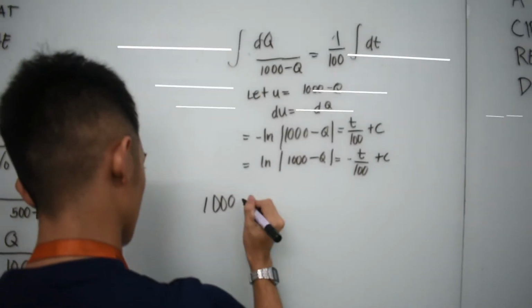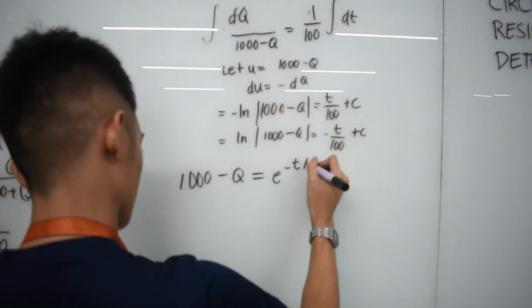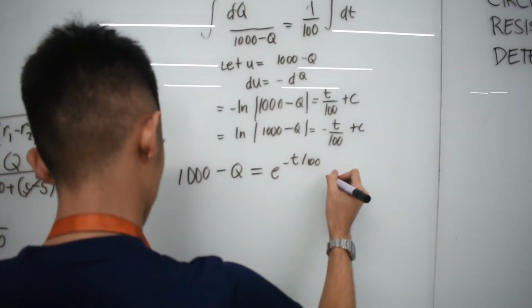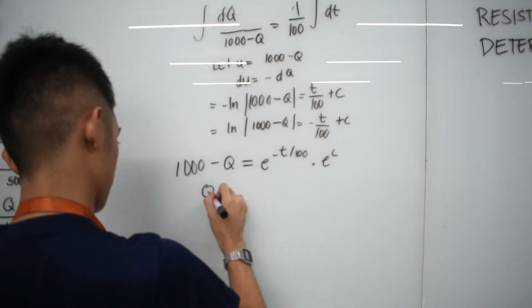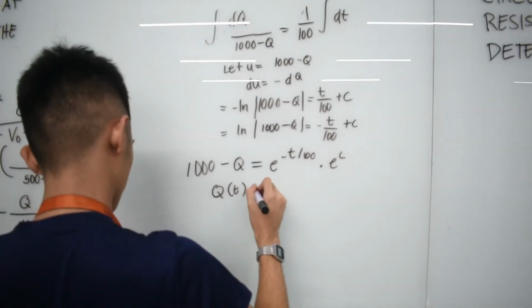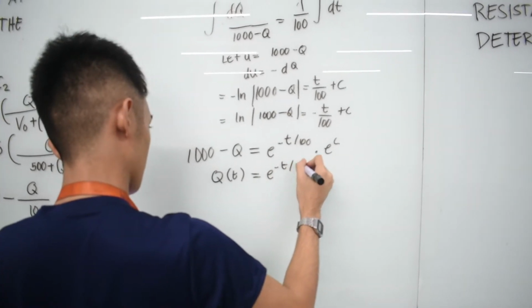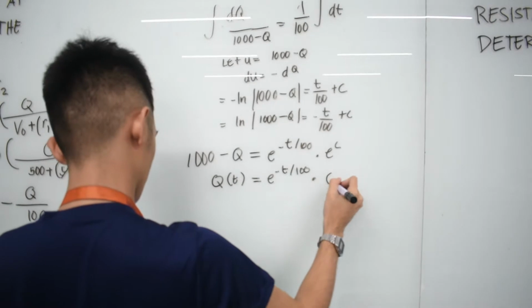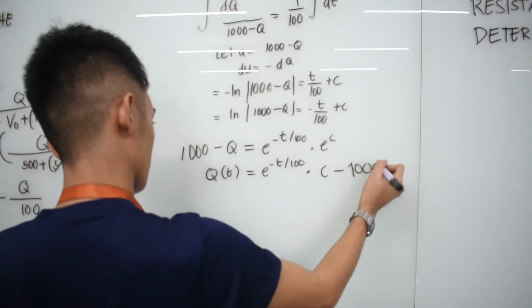Then 1000 minus Q is equal to e to the negative T over 100 times e to the C. By simplifying this, now our Q of T is equal to e to the negative T over 100 times C minus 1000.